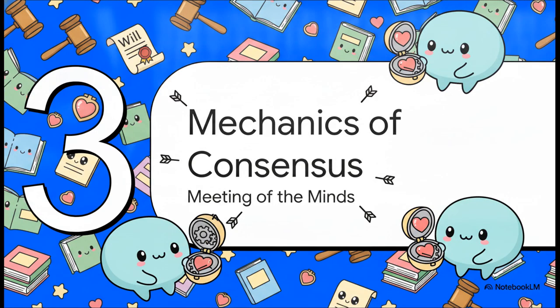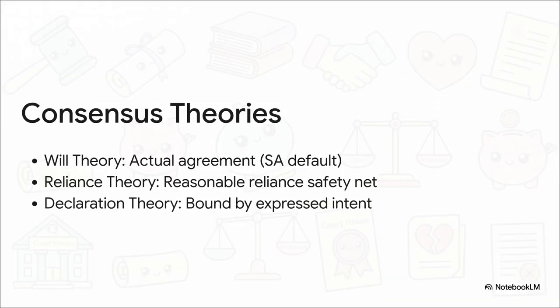Section 3, The Mechanics of Consensus, Meeting of the Minds. Let's dive deep into consensus. Think of this next part as the rule and the exception. In South African law, our general everyday rule is the will theory. That means there must be an actual real agreement with corresponding intentions. But what happens if there's a material mistake and the actual inner intentions of the parties just don't match up? That is exactly where the reliance theory swoops in as our safety net.